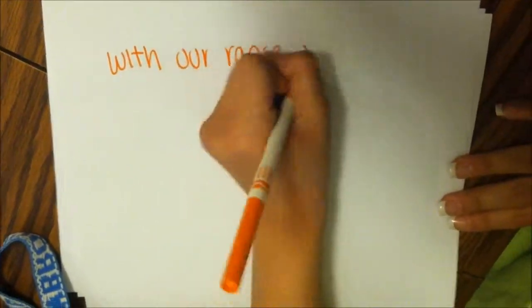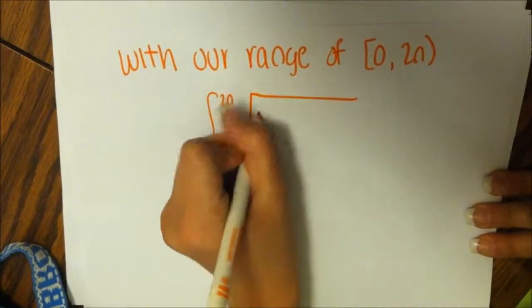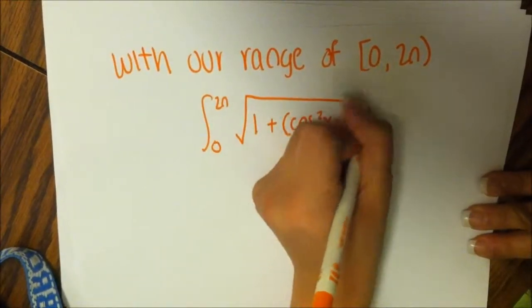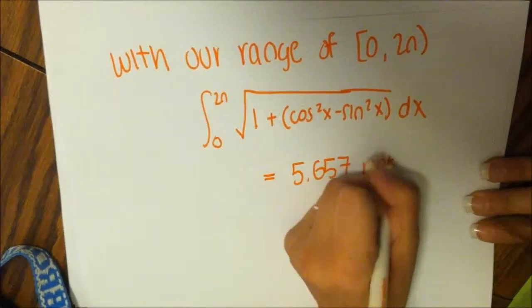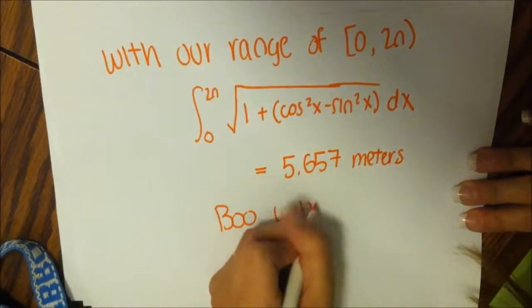Now let's plug it into the integral from 0 to 2 pi of the square root of 1 plus cosine squared x minus sine squared of x dx equals 5.657 meters, which is the length of our curve.